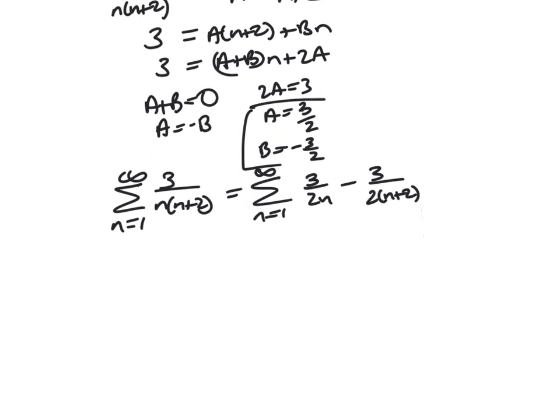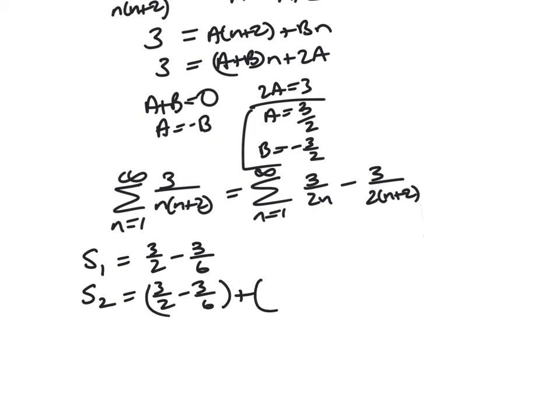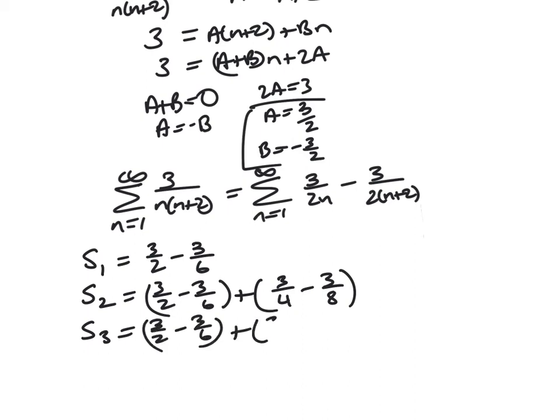All right, so now let's start looking at some of these terms, right? So let's just start writing some things out. So S1, well, I'm just going to add up my first term, right? So I have 3/2 minus 3/6, or 1/2. Okay. S2, I'm going to have that same term, right, from n equals 1, plus my n equals 2 term, which is 3/4 minus 3/8. S3, I'm going to have, again, these two terms. But then I'm going to add in n equals 3, so 3/6 minus 3/10.